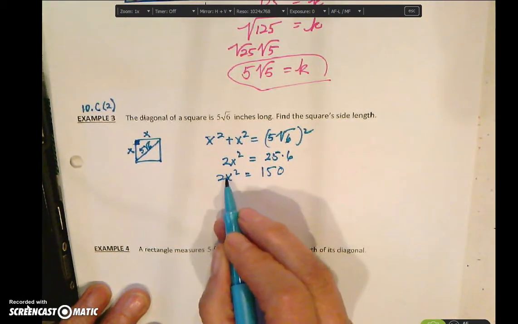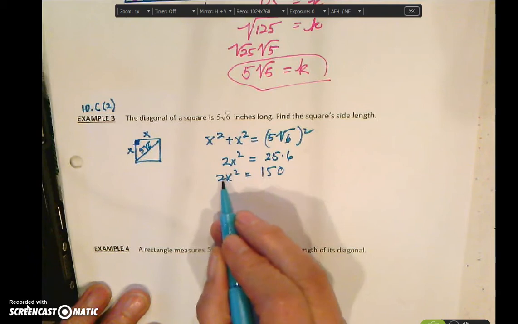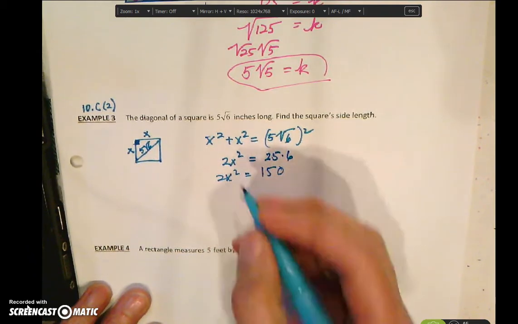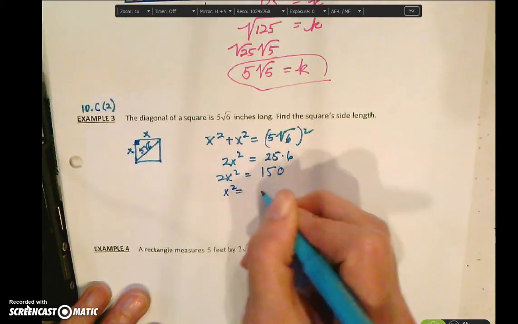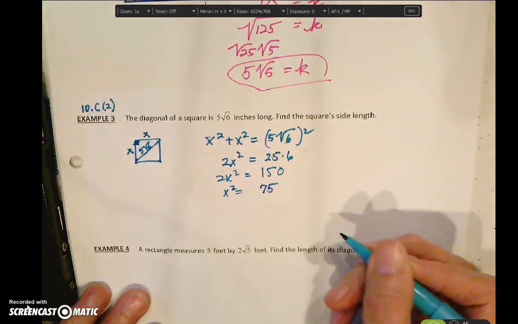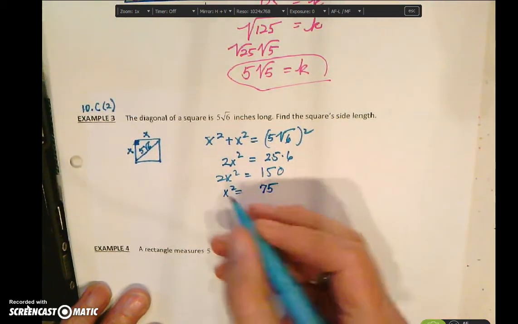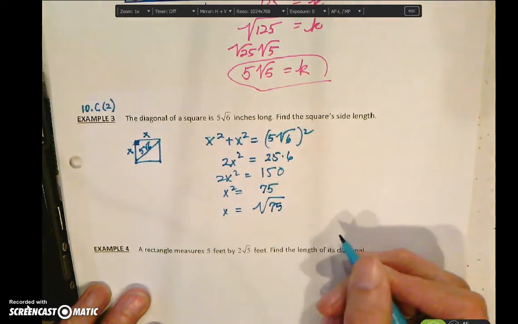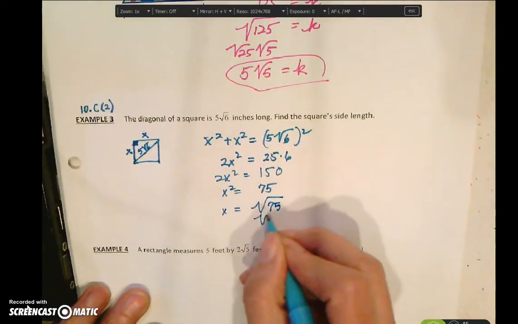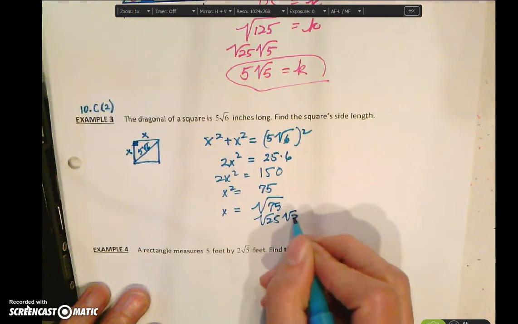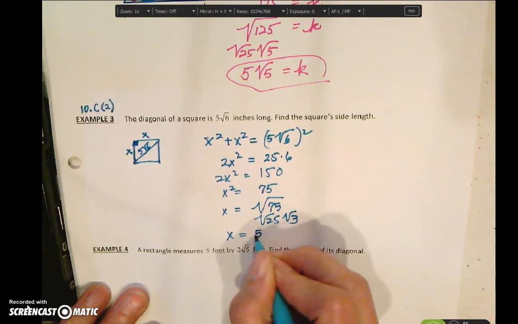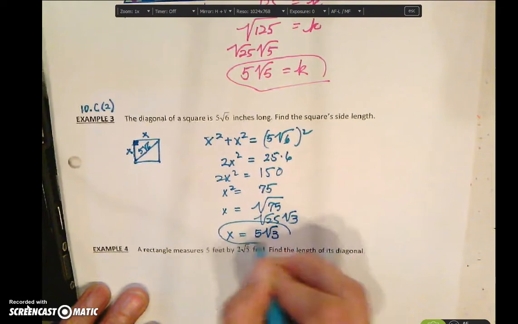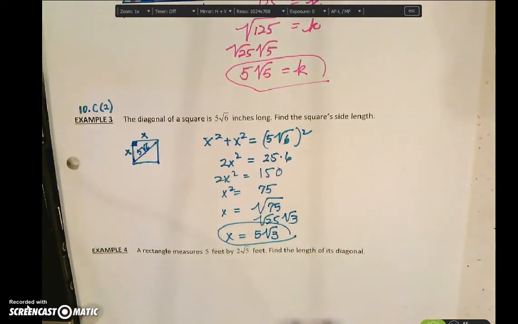And that's going to be 150 is 2x squared. All right, we need to solve it. Remember, we need to isolate the x squared. So I'm going to divide by 2 and get x squared is equal to 75. Then take the square root of both sides, and x is equal to the square root of 75. Simplify it. So that's 25 and 3. So x is 5 radical 3 for our answer.